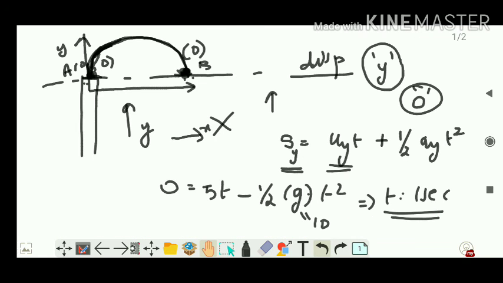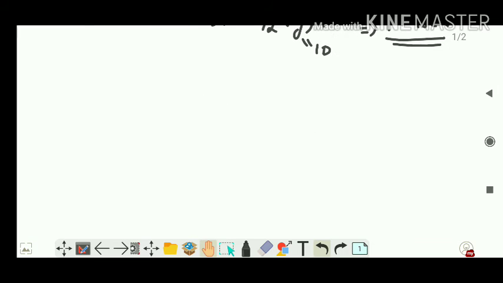How will we approach the question? We'll draw the diagram just like the previous cases. This is our tower.